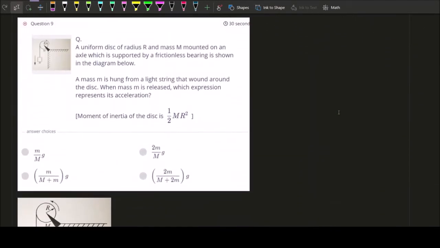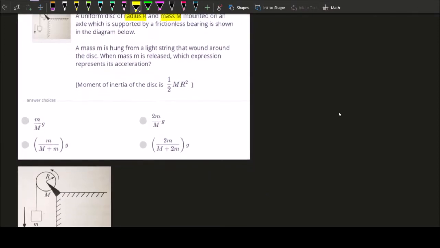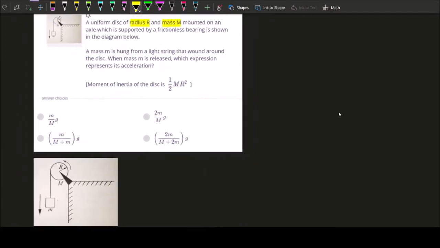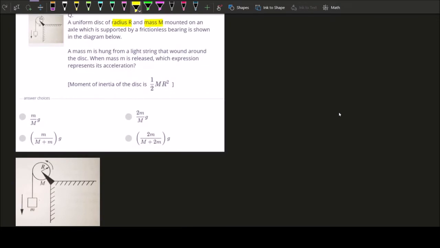Okay, question 9. Question 9 shows that you have a uniform disk and this disk has a radius of R and a mass of M and it's mounted onto an axle. Okay, let's use this diagram down here. So this will be the axle. And this axle is supported by a frictionless bearing.